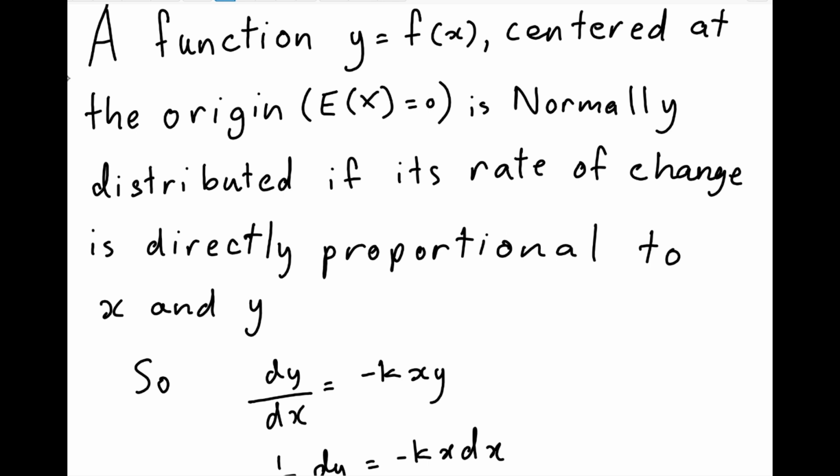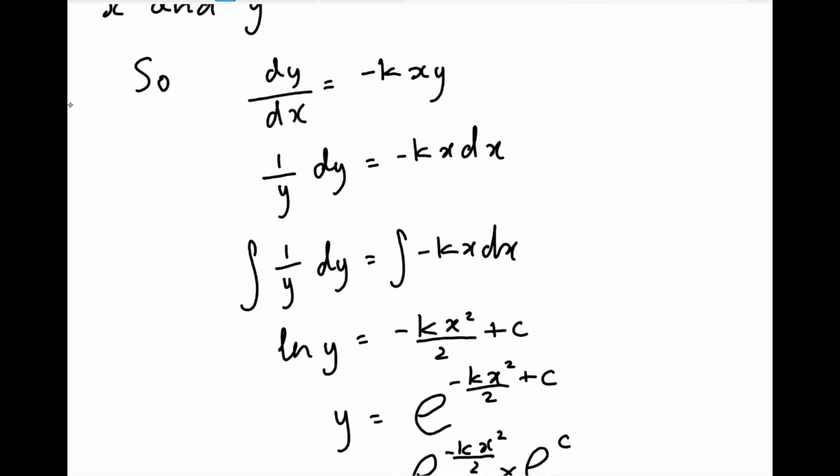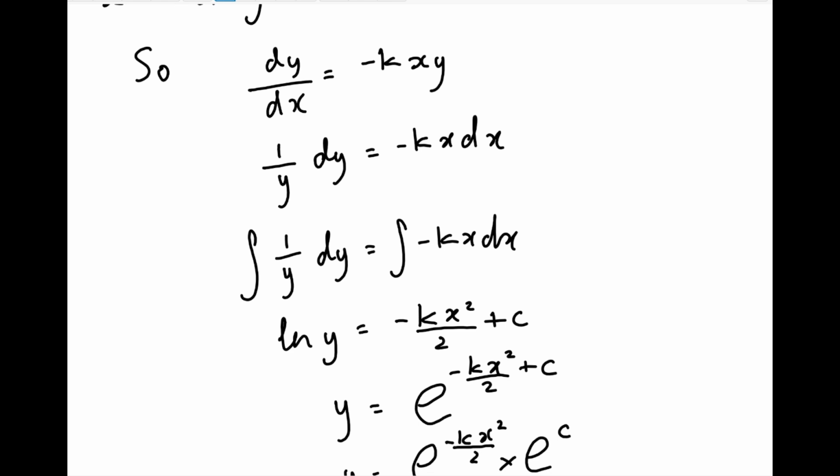So from our definition, we can form the differential equation dy/dx equals minus kxy. The rate of change is directly proportional to x and y. The use of negative k is just a matter of convenience because we anticipate that it'll be downward sloping, so concave downward essentially. K is arbitrary anyway, so again, it's just a matter of convenience.